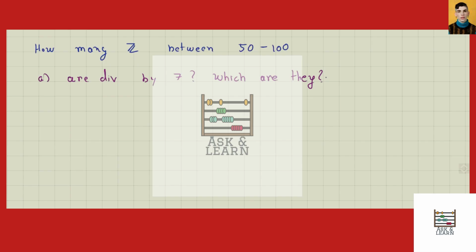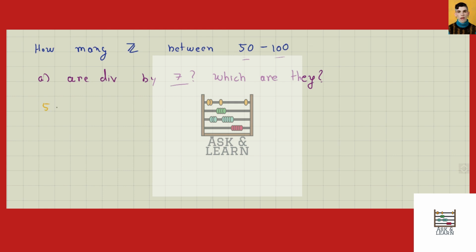Hello there. So in this exercise we need to determine how many integers are between 50 and 100. So this gives us an interval. But we need to determine how many integers are between 50 and 100 that are divisible by 7, and which are they. So how do we do this kind of exercise?